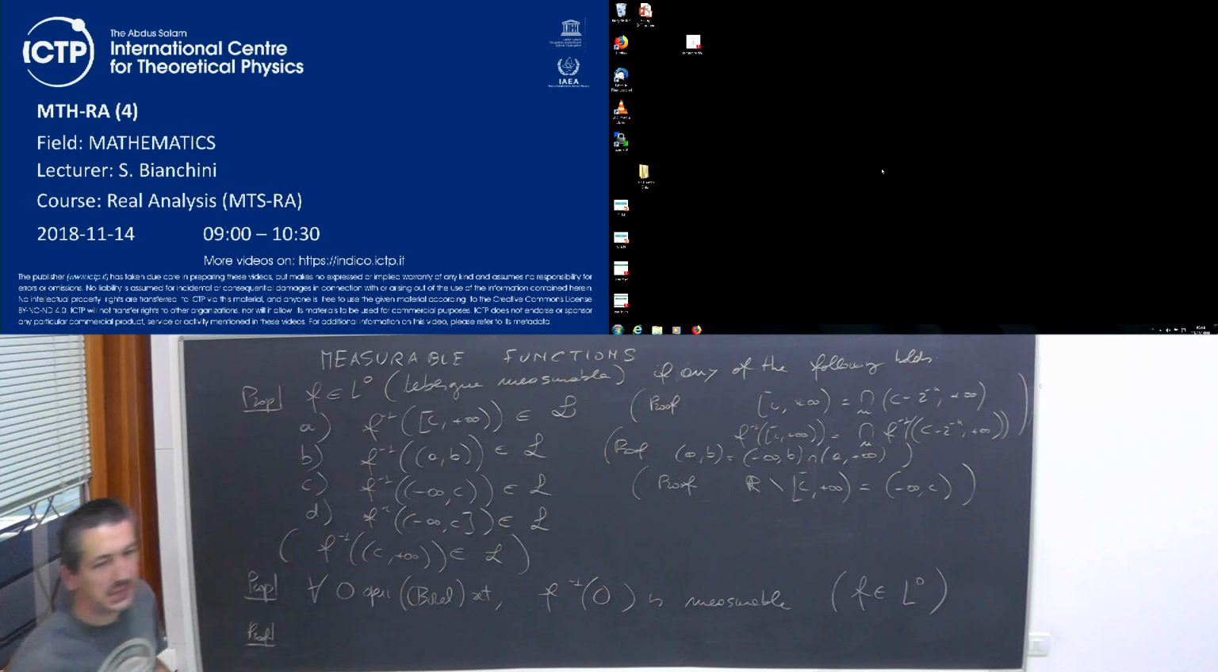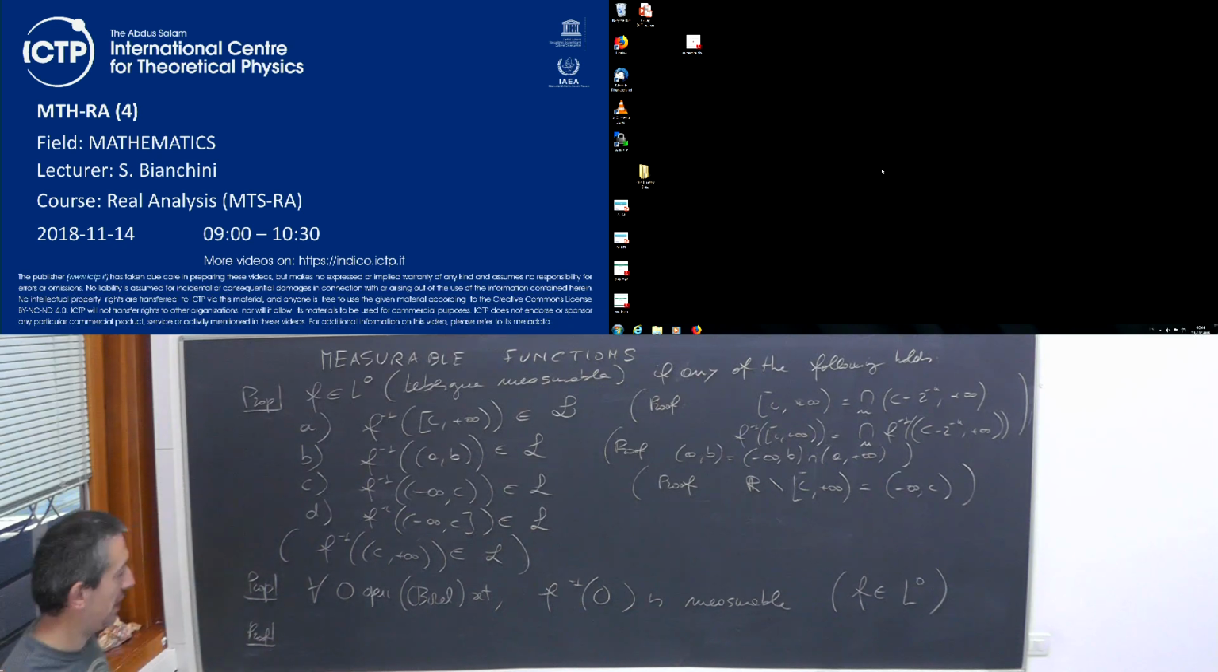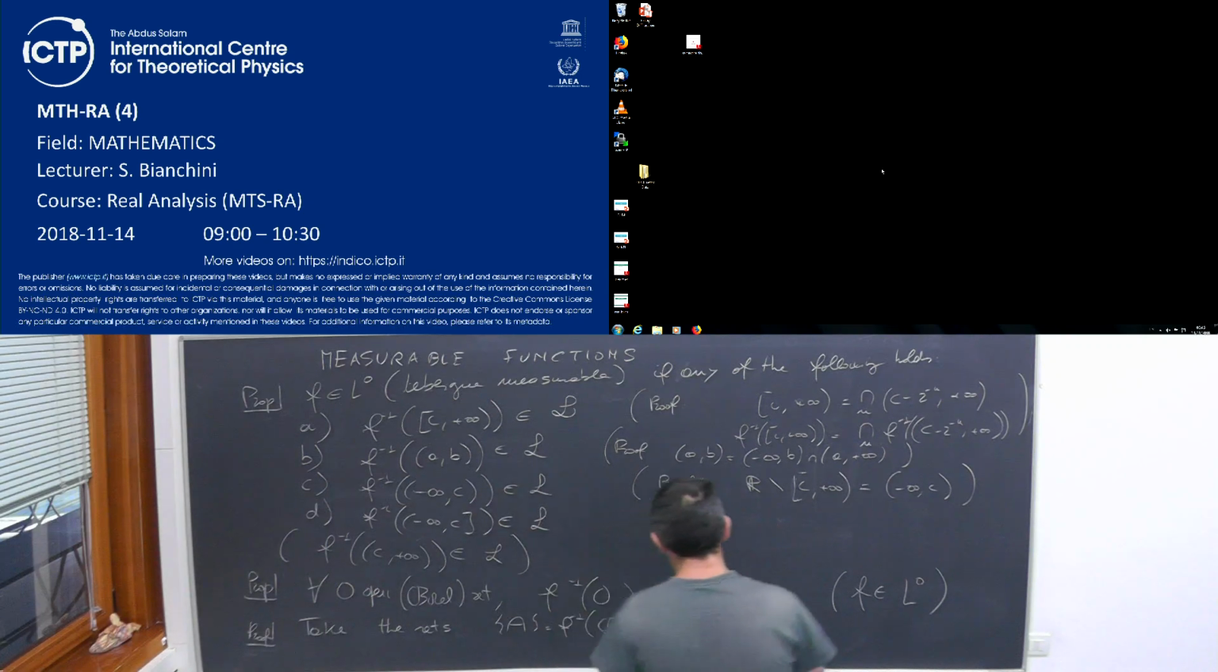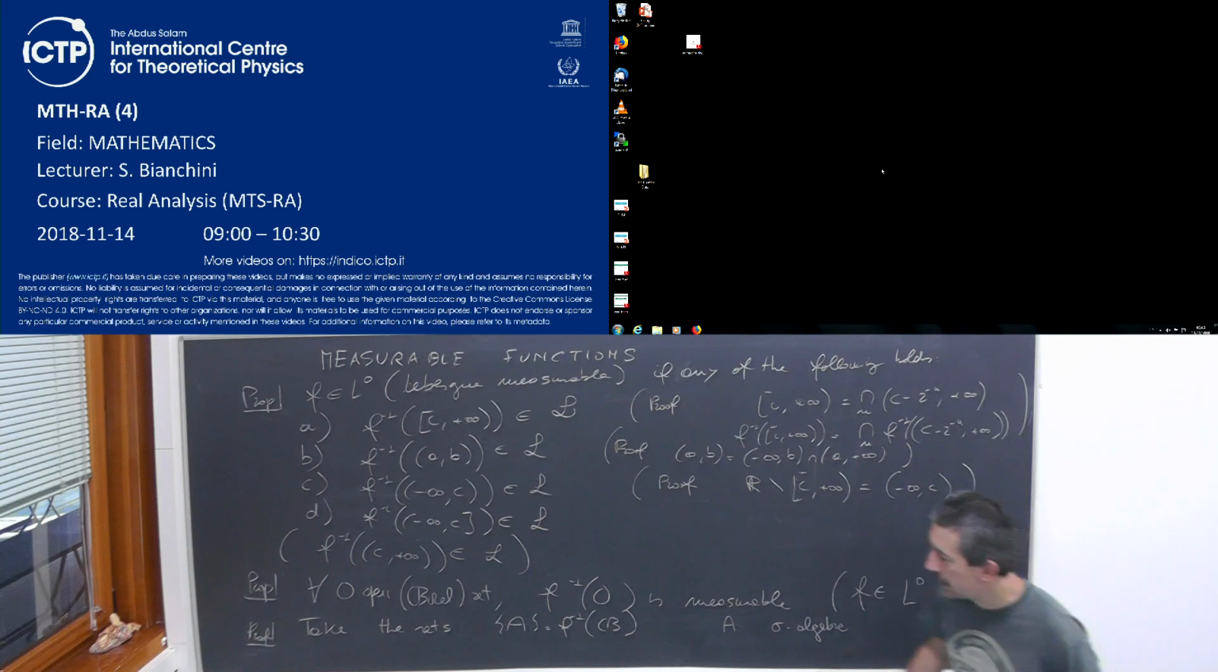Okay, so let's prove for Borel. This was the point I missed last time. It's quite easy, although it requires a little bit more effort. So take the family of sets A, which is f to the -1 of the Borel sets. Okay, so A is a sigma algebra. And now take the family of counter images of open sets. So let's say B is f to the -1 of open sets, well, we need just open intervals.